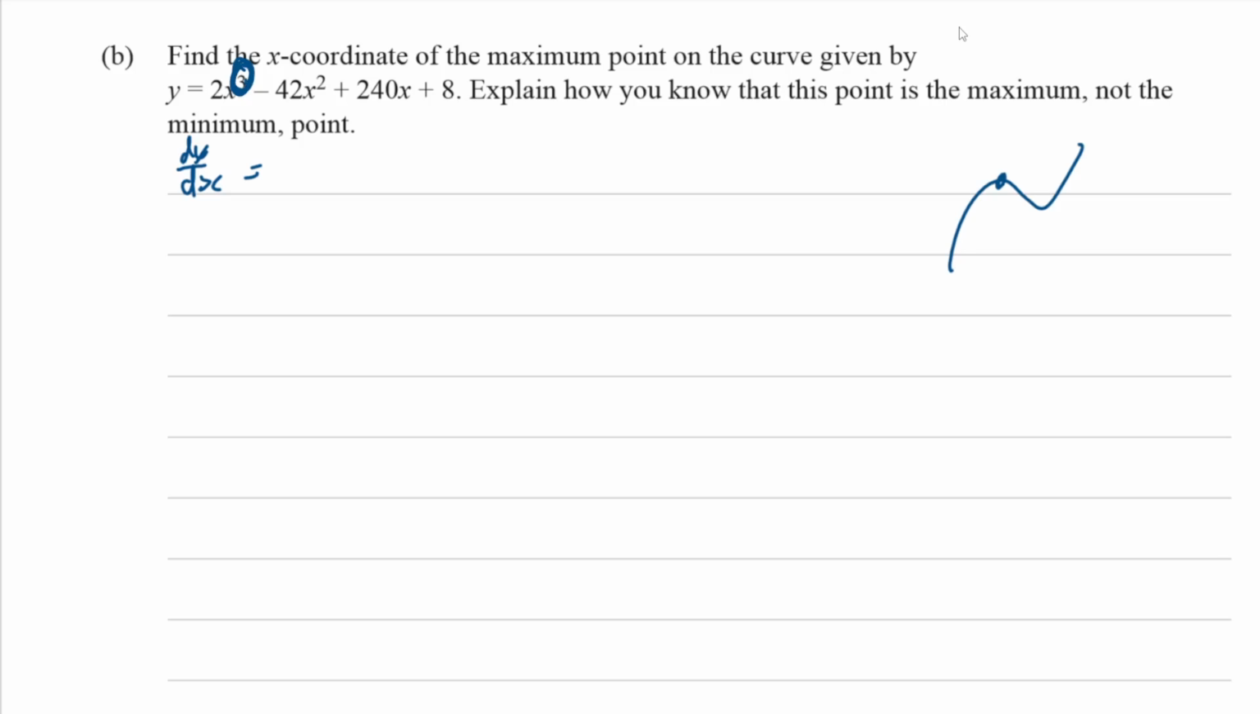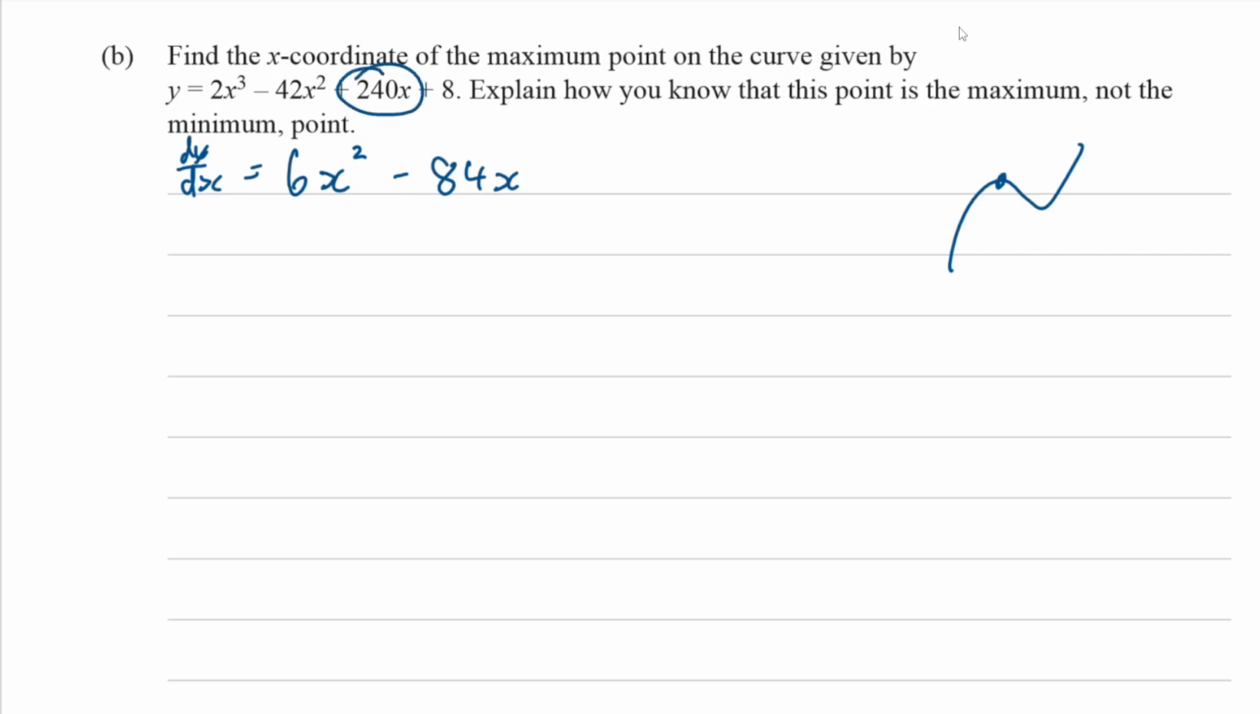So 3 multiplied by 2 gives 6. We then subtract 1 from the power. So the derivative of 2x cubed is 6x squared. The derivative of minus 42x squared, we take the 2, multiply it out the front to give minus 84, and we subtract 1 from the power, leaving us with the power of 1, which we don't need to write.